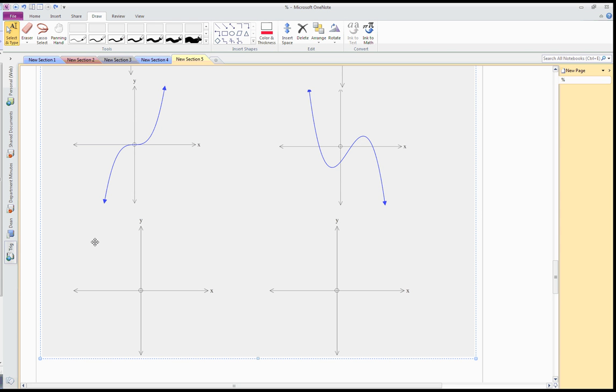Hi there, welcome back. We're doing the next two problems on the worksheet on graphing gradient functions, given the gradient function. So this one here is a gradient function. We want the actual function itself.